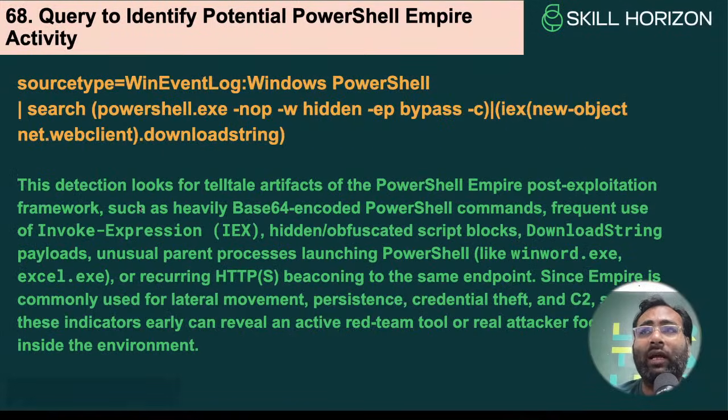Then the PowerShell Empire activity. This detection looks for telltale artifacts of PowerShell post-exploitation frameworks, like heavily base64 encoded PowerShell commands, obfuscated script blocks, downstream download string payloads, and unusual parent processes launching. So we are checking all of that.